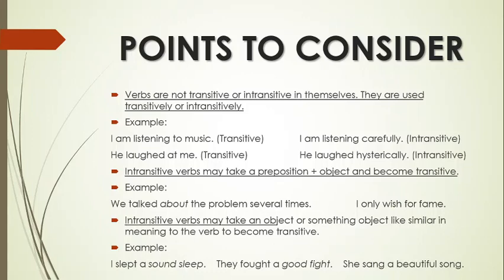Intransitive verbs may also take an object or something object-like, similar in meaning to the verb, to become transitive. For example, I slept a sound sleep. They fought a good fight. She sang a beautiful song. The word sleep is related to slept. The word fight is related to the verb fought. And the noun song is related to the verb sang. So here the intransitive verbs are taking similar meaning objects and become transitive.